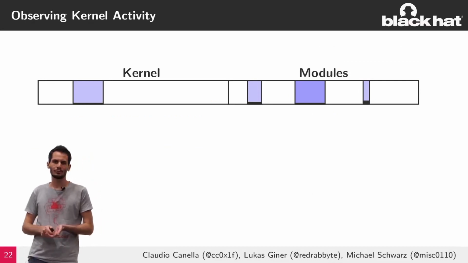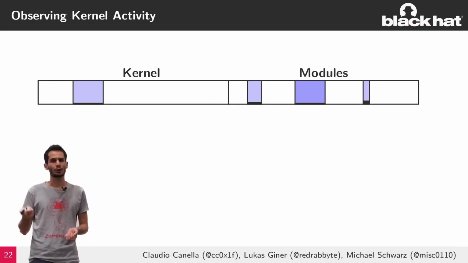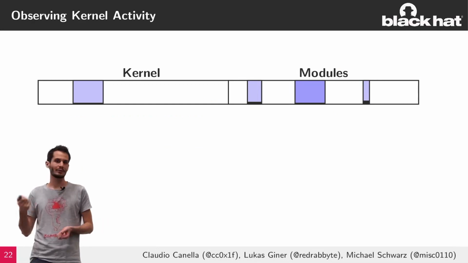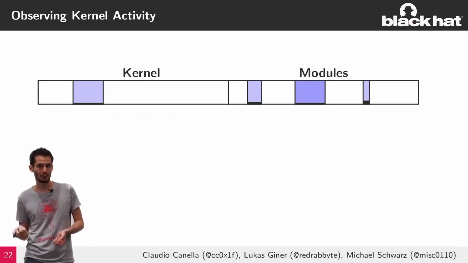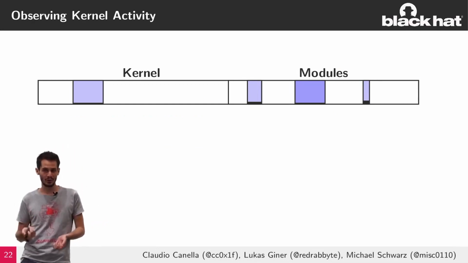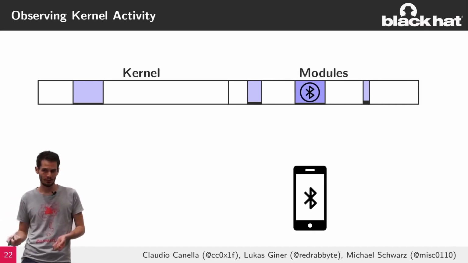Okay, so what can we do with this? We can observe kernel activity, and more specifically, for example, something like the modules. We can check which module is used and which code page in it is used. As an example, we use a Bluetooth module, and maybe we connect our phone to it and play some music. And then we can detect when there is some activity here.